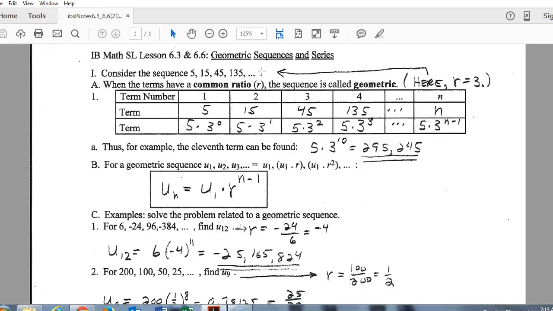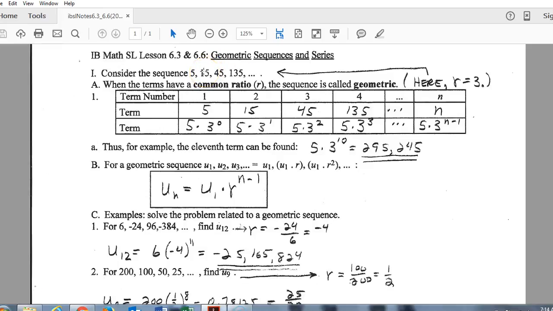So remember that in an arithmetic pattern, you were always adding something to get the next term. In a geometric progression, you are always multiplying something to get the next term. So whatever it is that you are multiplying, we call the common ratio.